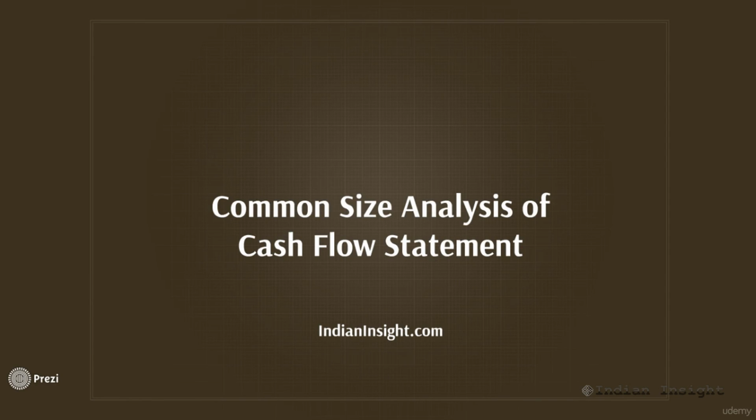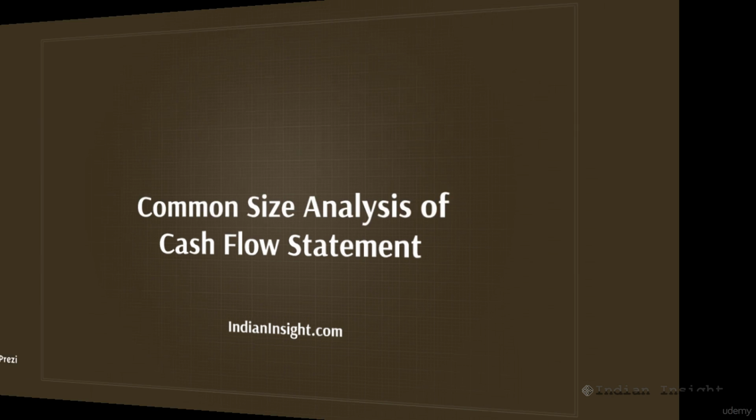Welcome back. Now we saw that in common size analysis of income statement, each income and expense line item is expressed as a percentage of net revenue, which is essentially the net sales of the company. In case of common size analysis of balance sheet, each asset, liability and equity line item is expressed as a percentage of total assets.